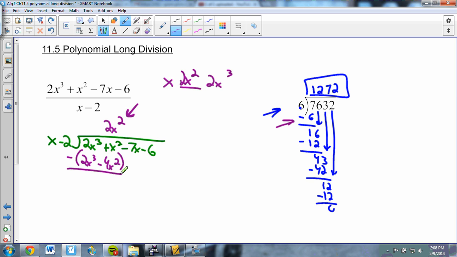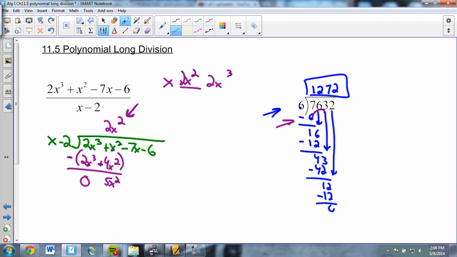Now, this is the step you're going to mess up. 2x to the third minus 2x to the third is 0. That's the point. You're going to get that one right. That's not a big deal. But x squared minus negative 4x squared is actually x squared plus 4x squared, which is 5x squared. And that's the one you're going to forget to do. And I'll show some other ways to think about that later.